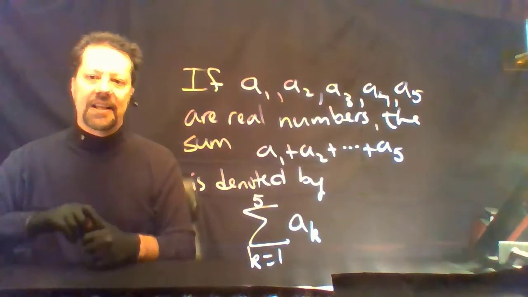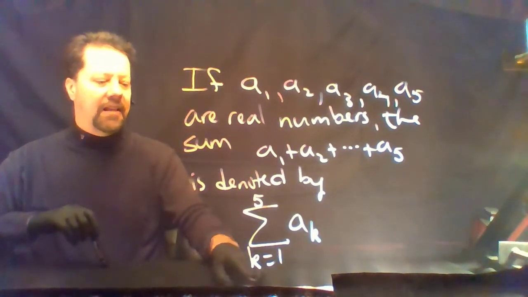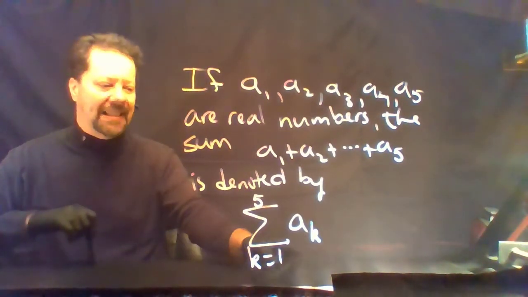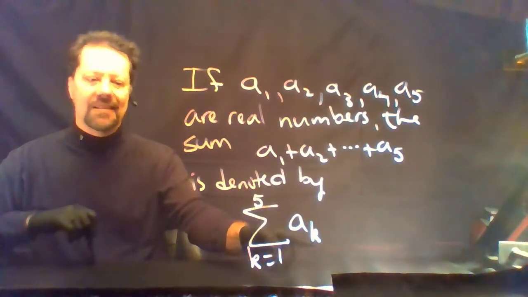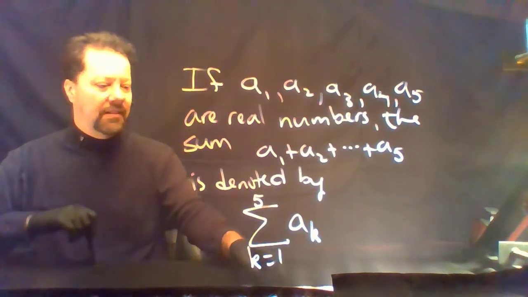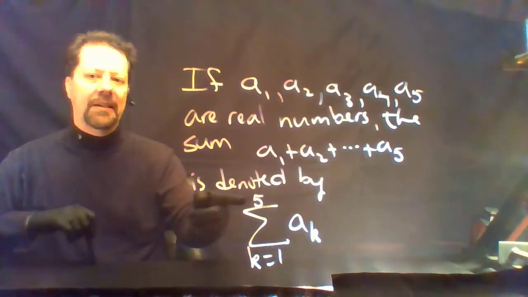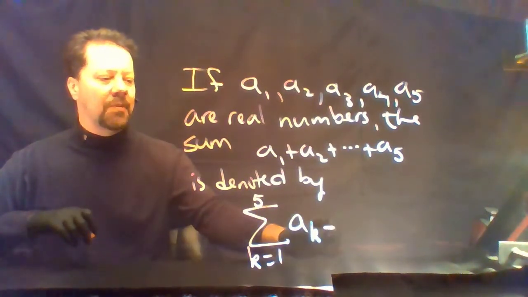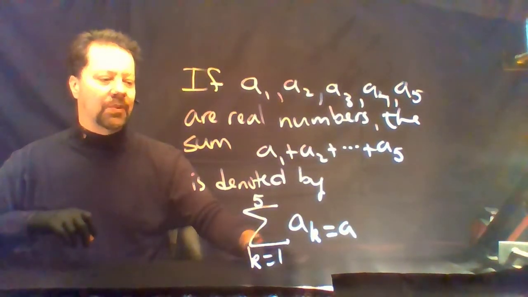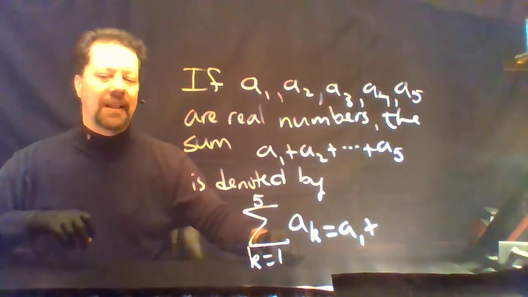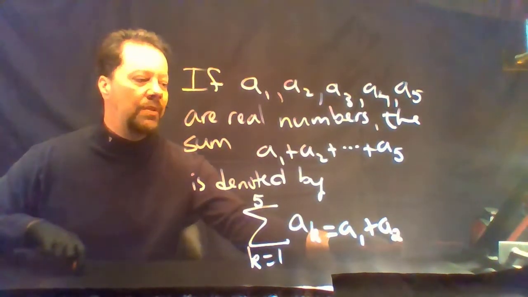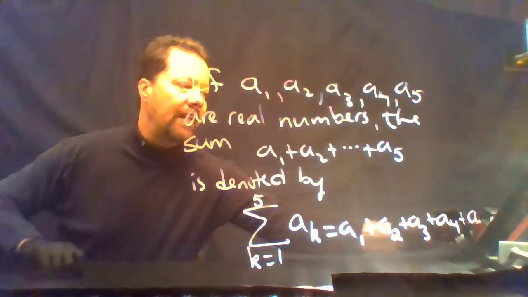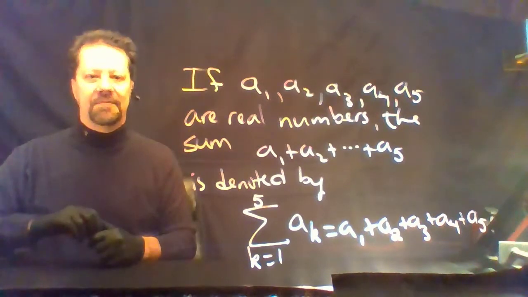The big sigma stands for the sum. K is the name of the index. 1 is where the index begins. 5 is where it ends. We increment the index by 1 each time until we end up at this stopping point, 5. So we'll start with k equals 1, and then we'll increment by 1 and have k equals 2, k equals 3, k equals 4, and k equals 5.